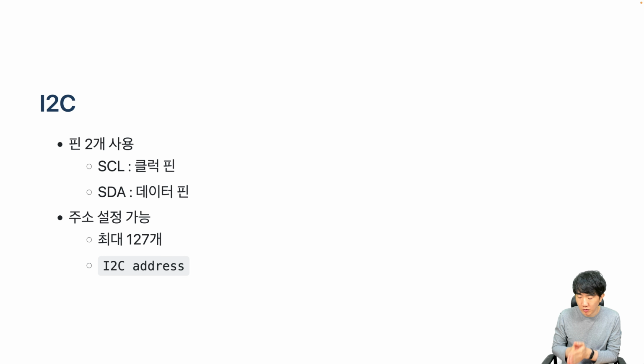For example, in the case of Arduino, there are SCL and SDA pins, and you can connect up to 127 different types of sensors, such as sensor A, sensor B, sensor C, and various other sensors, to the same SCL and SDA pins. However, there are some cases to consider.